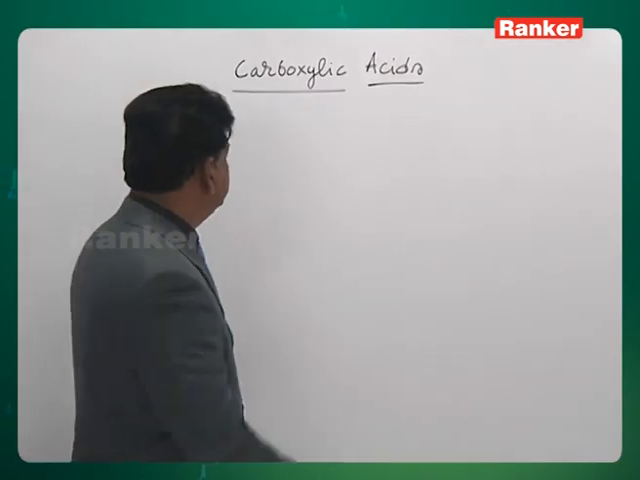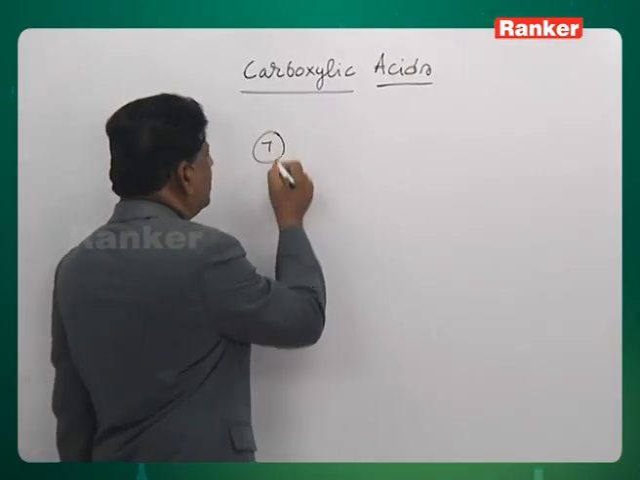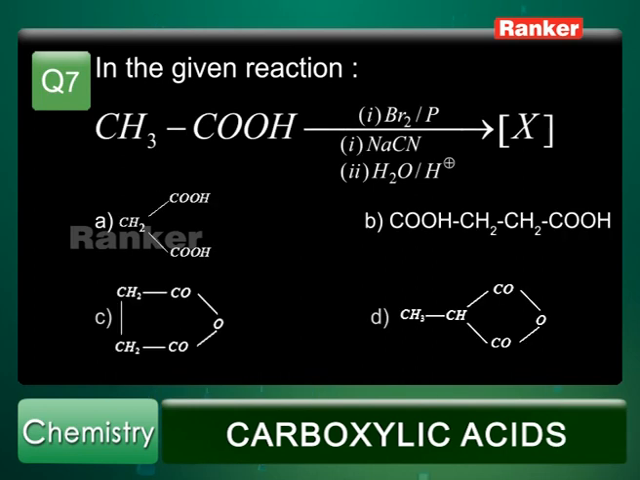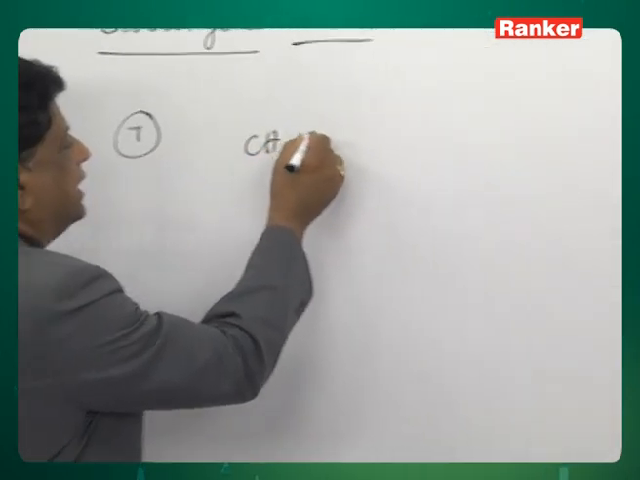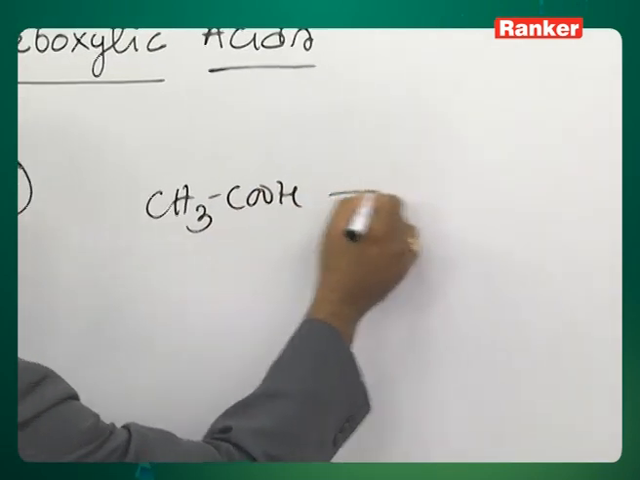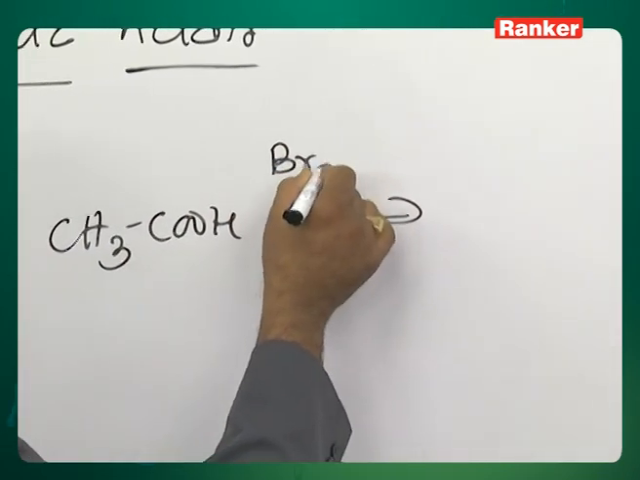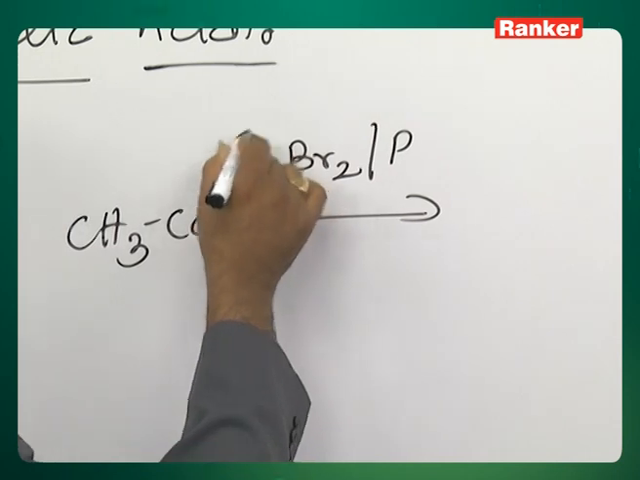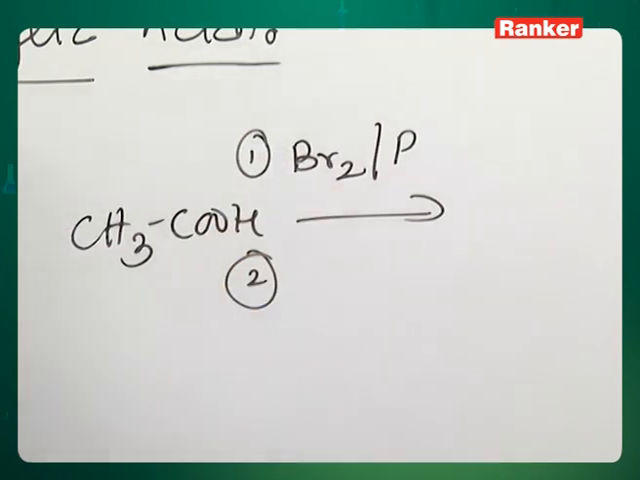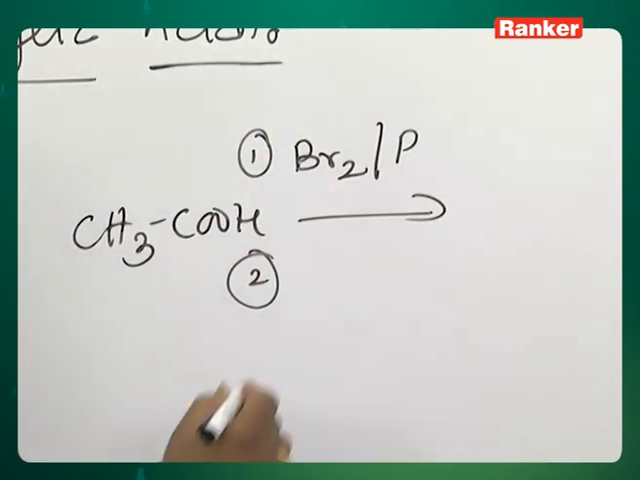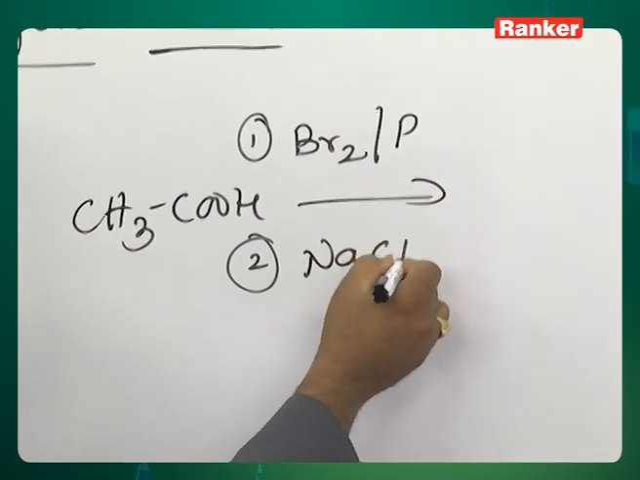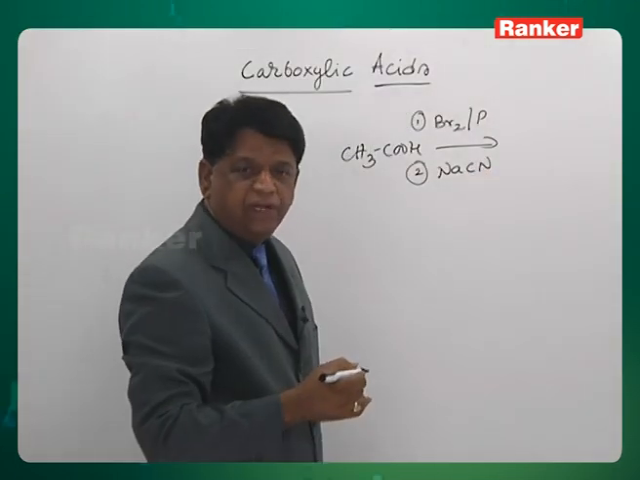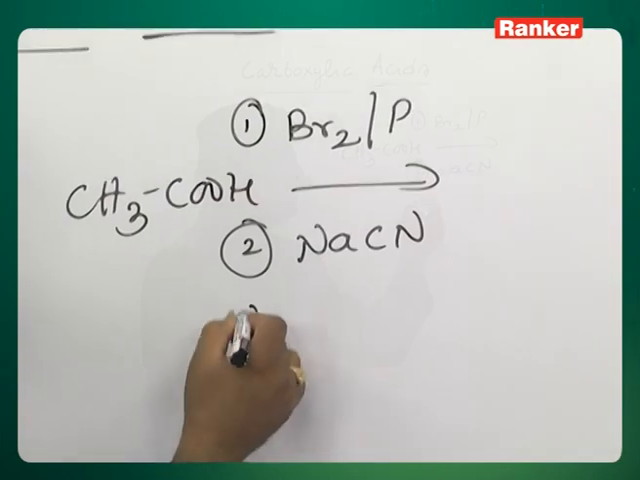Now, let us go for question number 7. In the given reaction, acetic acid is first treated with bromine and phosphorus, followed by treatment with sodium cyanide, and then finally hydrolysis.